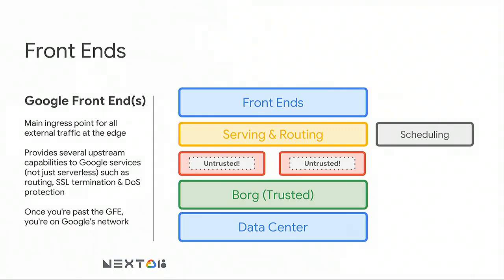And above all of that is the Google front end. The Google front ends sit at the edge. They sit in front of every single Google service. Once the request hits the Google front end, from that moment onwards, it's on the Google network. It's on the Google operated network from the Google front end. And it has some other characteristics, like it does SSL termination, it does some amount of denial of service protection, and that's the main entry point at the edge.